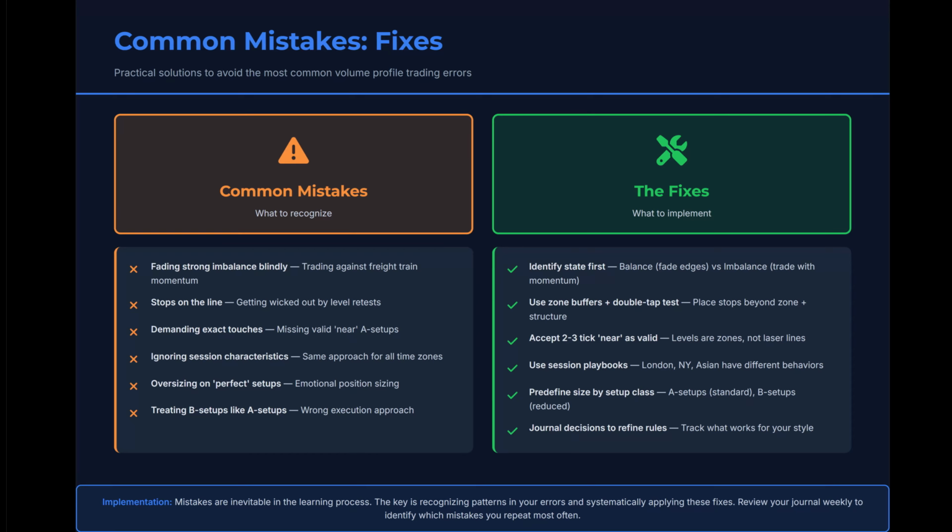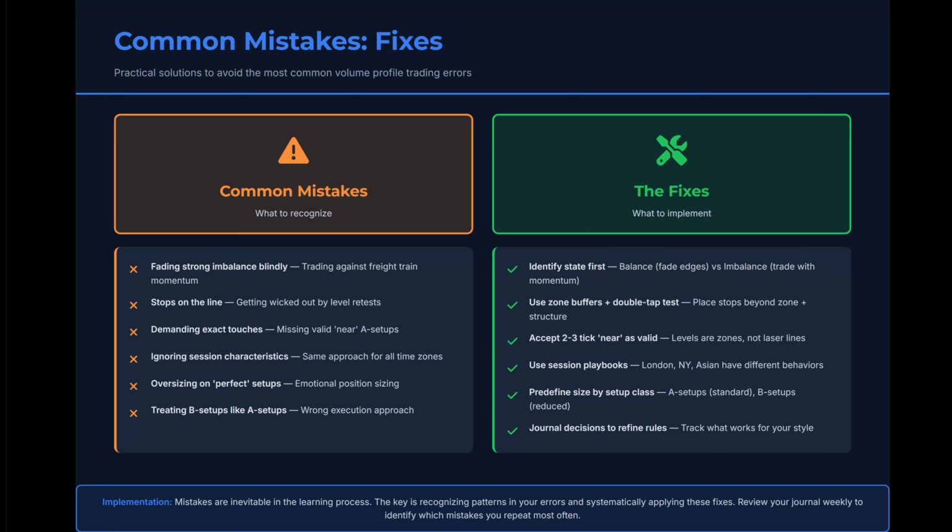B-grade setups get a reduced position size, typically 50 to 75% of your A-grade size. This removes the emotional temptation to oversize when everything aligns. Discipline beats greed. Consistent sizing protects your equity curve from catastrophic drawdowns.